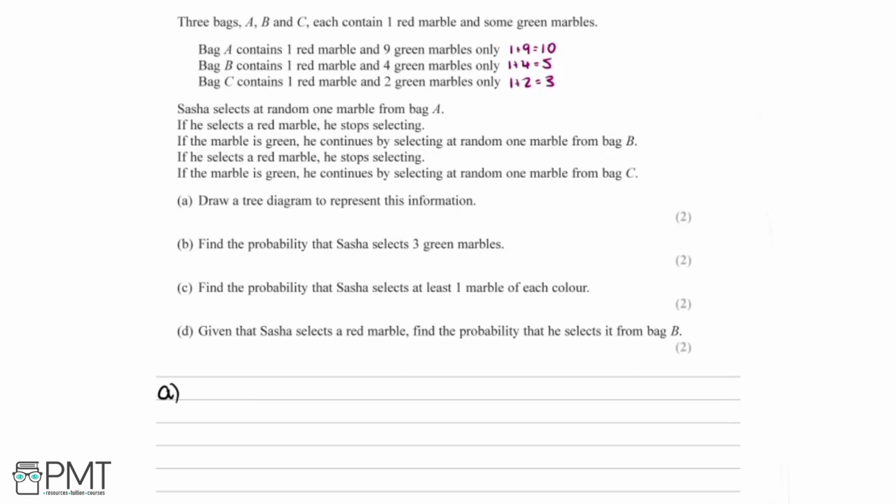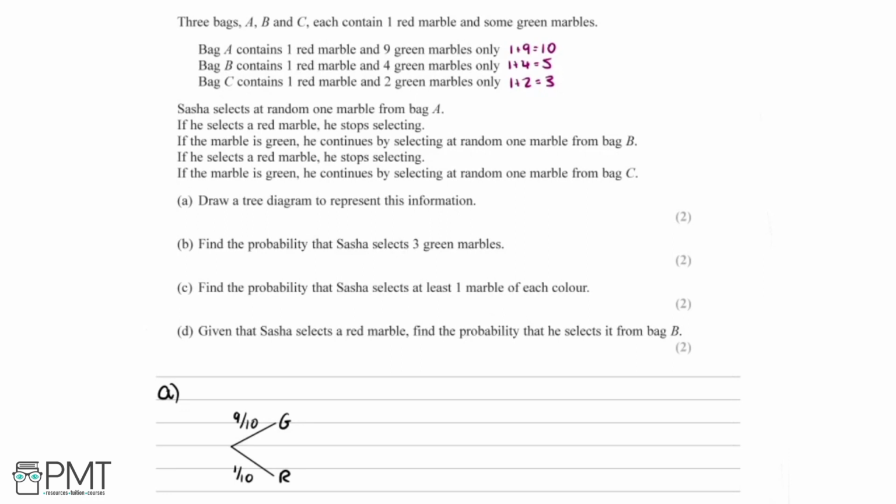Now we need to create a tree diagram. Now we know there are 2 possibilities, because he could either choose a red marble or a green marble. So we're going to have 2 branches coming off at the start, and it could either be green or red. So we're starting with bag A, so it contains 1 red marble and 9 green marbles, so there are 10 in total. So there's a 1 in 10 chance of choosing a red marble, or a 9 in 10 chance of choosing a green marble. Then we're going to move on to the next one.